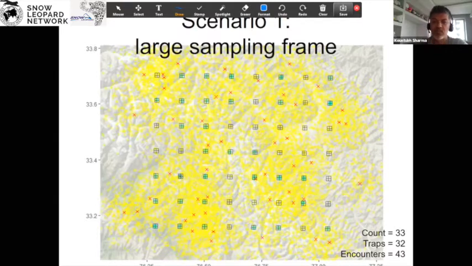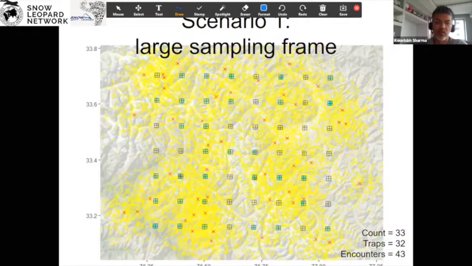In total, we've had 33 snow leopards that got captured. That's a fairly good number for a population of 50. Not bad. We've had 32 camera traps on which we've had encounters. Again, not bad. The total number of encounters has been 43. We would have ideally wanted much more, but let's say this is what we have at this point in time.